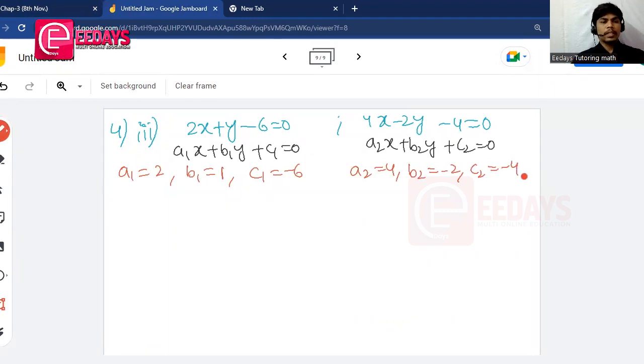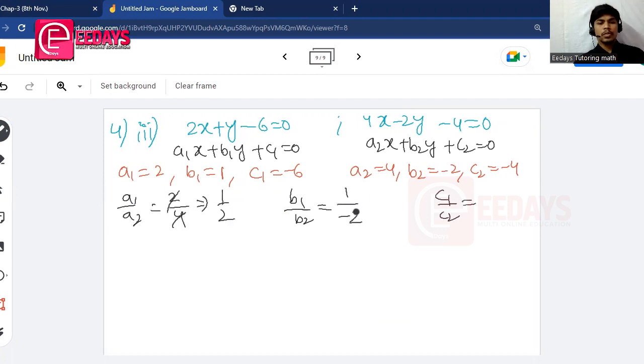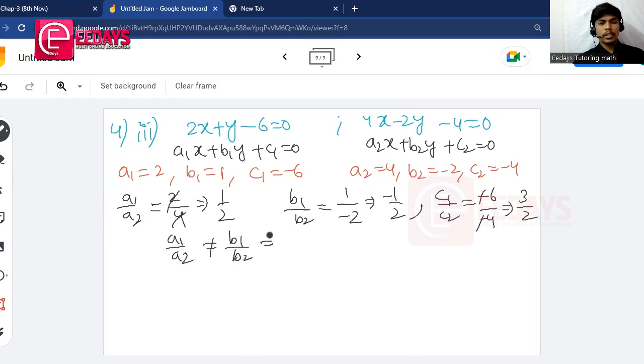All right, now do the comparison. a1 by a2 is 2 by 4. Cancellation, you will get 1 by 2. Here also b1 by b2 is 1 by minus 2, that is minus 1 by 2. If you move that negative symbol up to the numerator... c1 by c2 is minus 6 by minus 4. Minus minus can cancel, you get 3 by 2. By seeing that, we are getting a1 by a2 not equal to b1 by b2 not equal to c1 by c2. So it comes under unique solution.